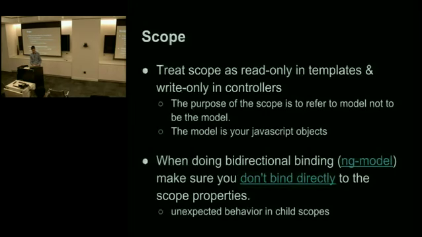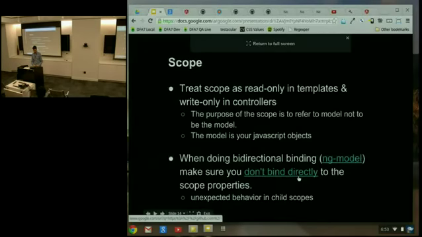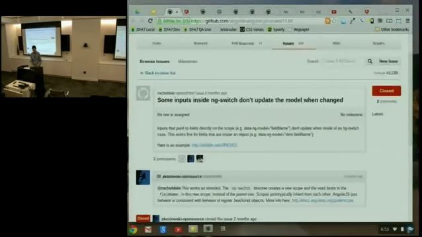This is something the Angular team has seen pop up a lot. They say they probably get at least one bug report a month about this issue. And this is when doing bidirectional binding with an ng-model, make sure you don't bind directly to scope properties. This can cause unexpected behavior in child scopes. So this is an example bug that was reported by someone on my team, actually.